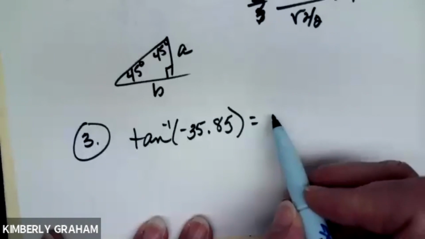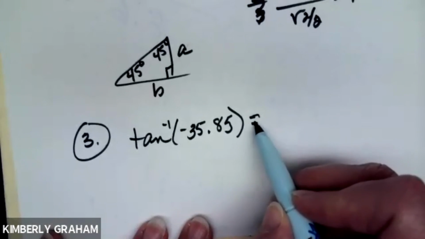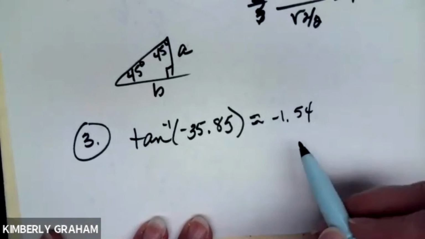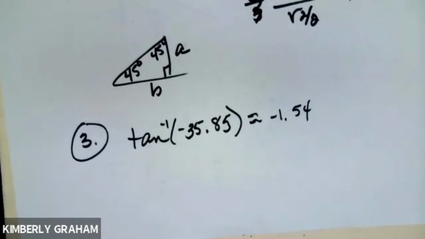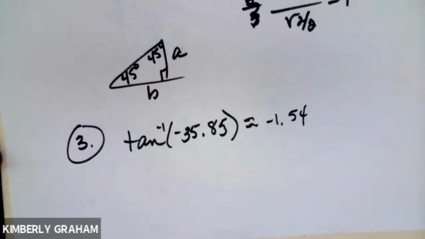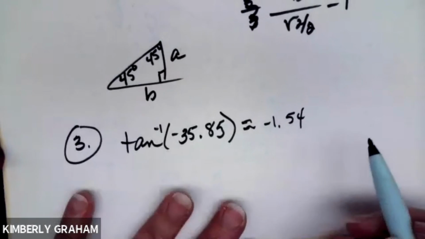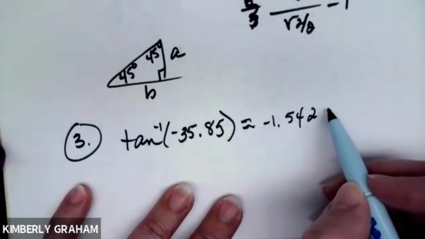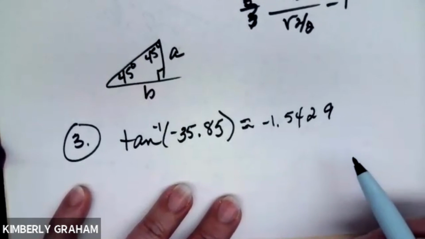Okay, you should get approximately -1.54. Is that what y'all got? All right. Be careful with the directions on that. I think the problems in my math lab may ask you to take that out to more decimal places.